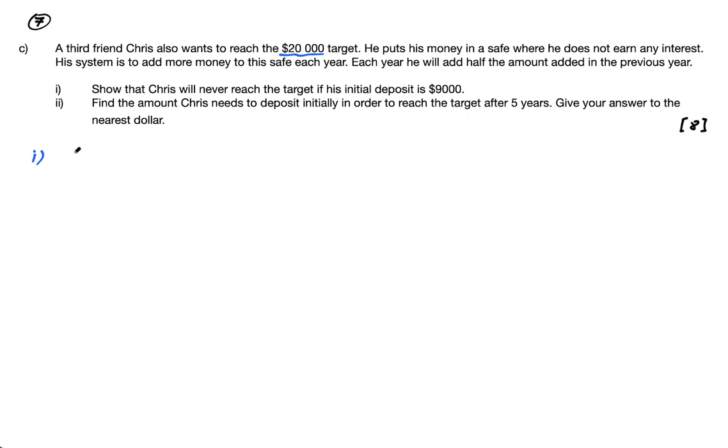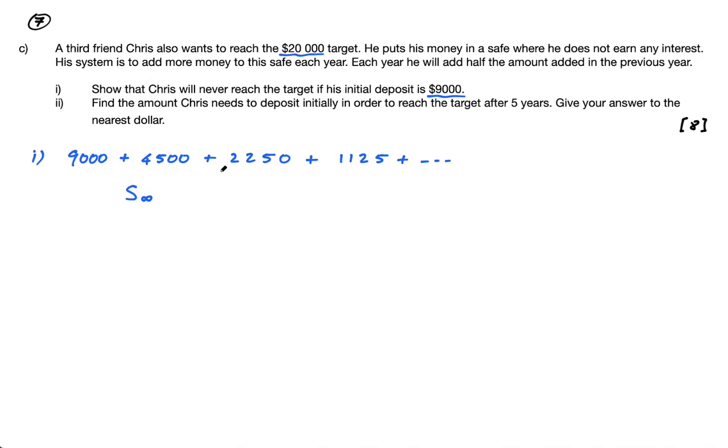He's going to add 9,000 to his safe. He starts with 9,000. And then he adds half of that. So the next year he's going to add 4,500. Then he's going to half that, and he's going to add 2,250. Is that right? Yes. Then he's going to half this, which is 1,125. Then he's going to add half of this, and he's going to keep adding it forever. What is this, guys? Yes, it is a sum to infinity.